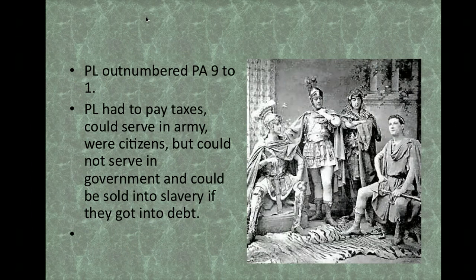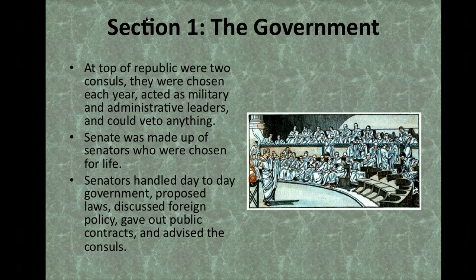Now, the problem is the plebeians outnumbered the patricians 9-1. Plebeians had to pay taxes, could serve in the army, and were citizens, but could not serve in Roman government. And if they got into enough debt, they could be sold into slavery. Now that's a picture of what patricians might have looked like.